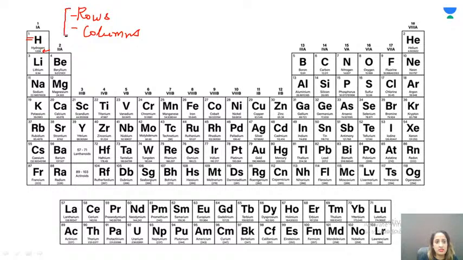So what are these rows and what are these columns? I will talk about it real quick. Okay, I'm good, thank you.